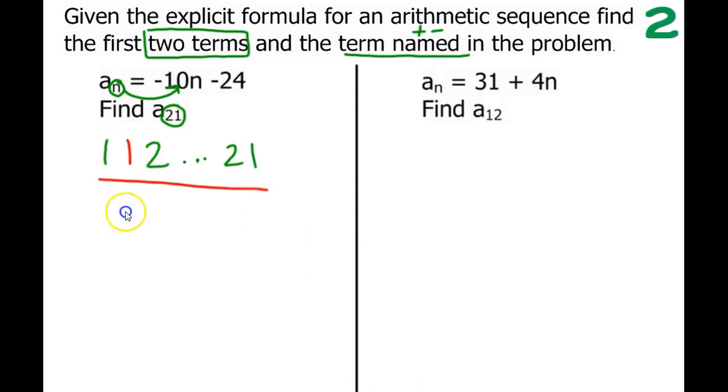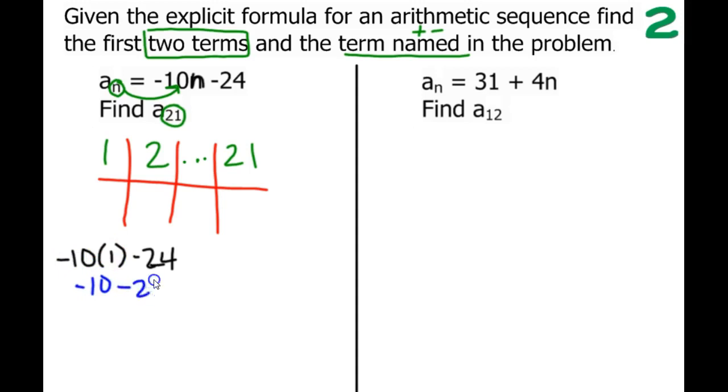So again, if it helps to make a little table, let's do that. So first I'm going to plug in a 1 for the letter n. So I have -10 times n, which is 1, minus 24. So -10 times 1 is still just -10. So same sign, add and keep. 24 plus 10 more gives us 34, and they're all negatives. So that's our first term.